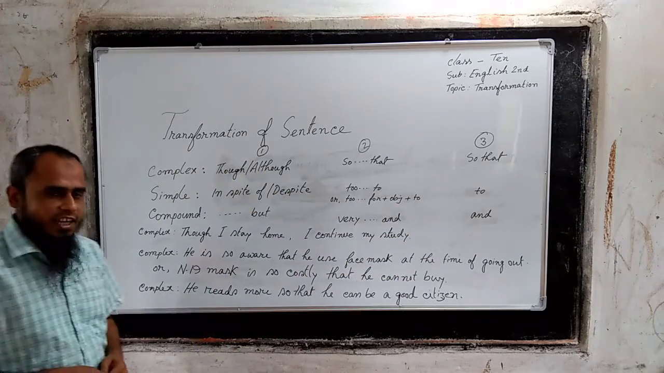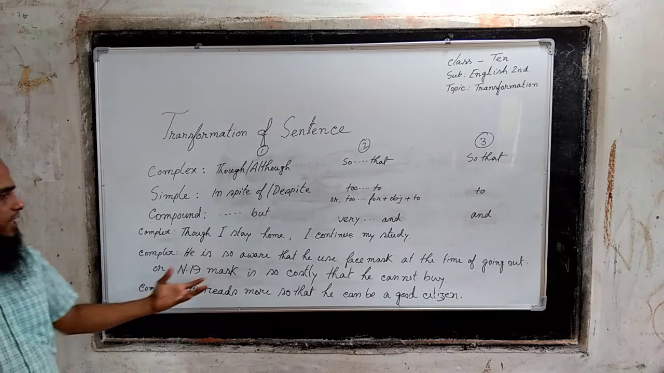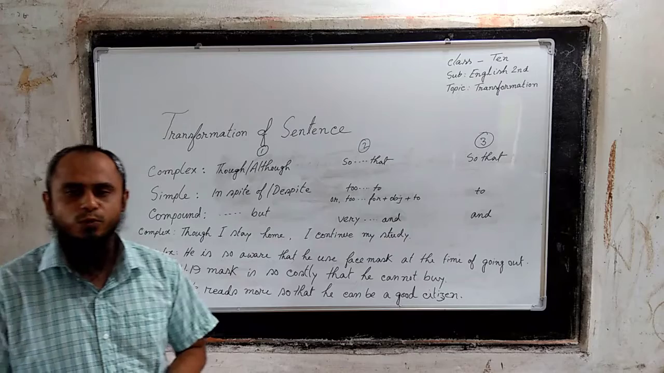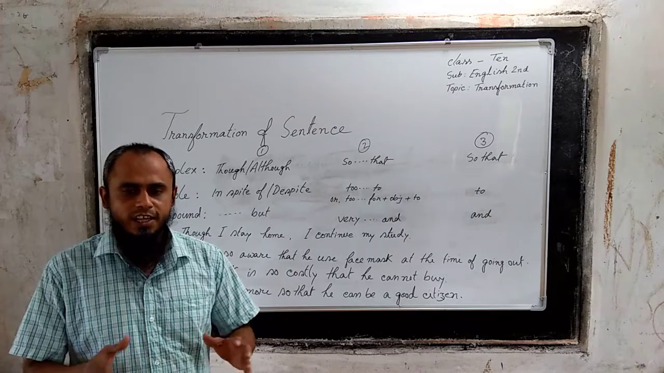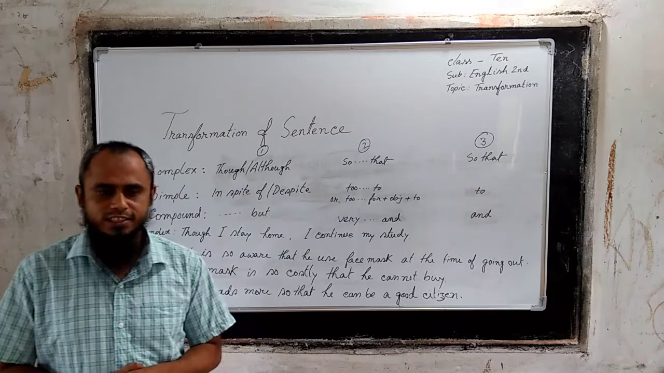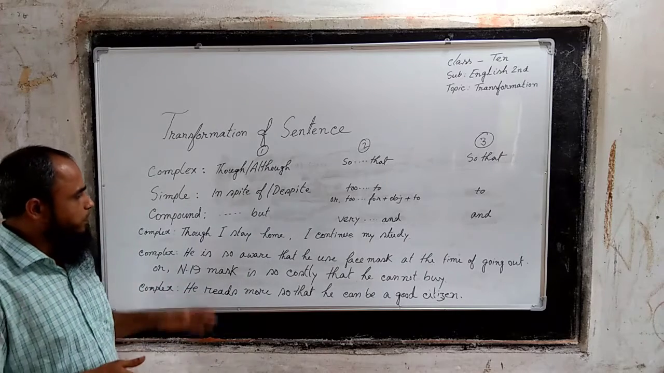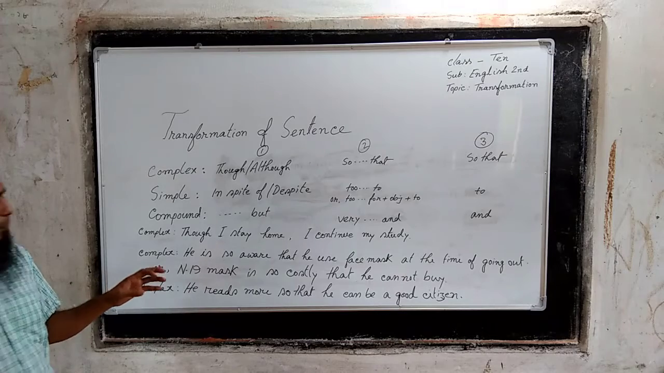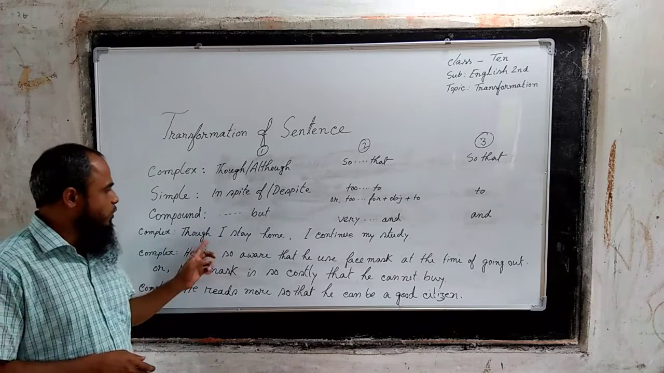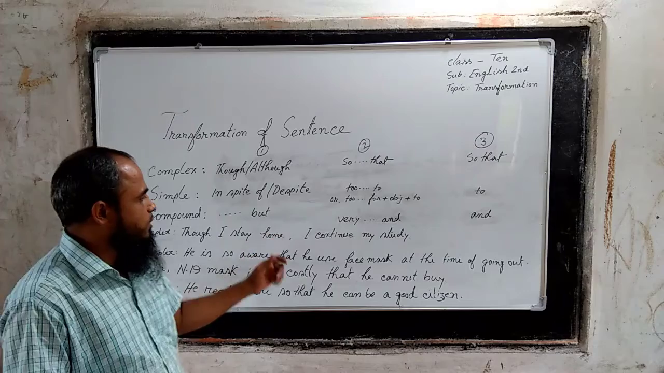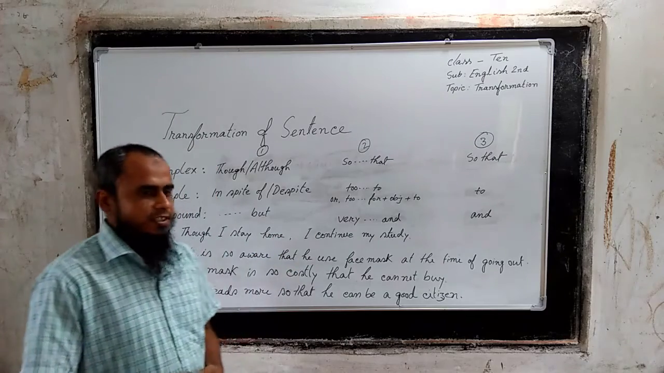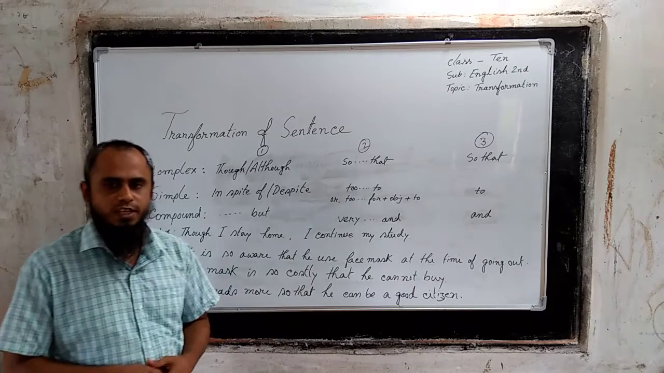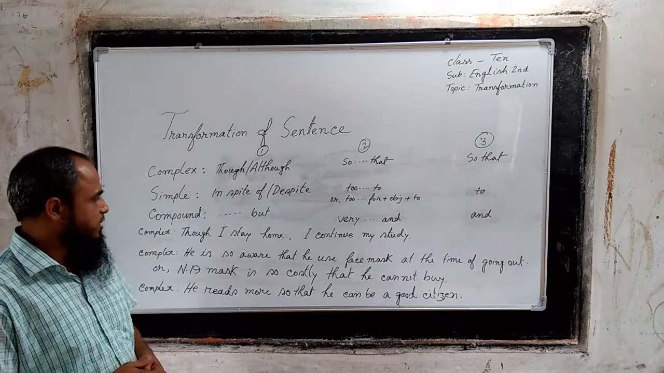And here I have given also some examples for you; you can imagine this is your homework. You will write these sentences in your residence, and you will try to transform these sentences into simple and compound. And here, complex sentence: Though I stay home, I continue my study. That means you are staying home, but you have to continue your study because you are a student. You must continue your study in your residence.